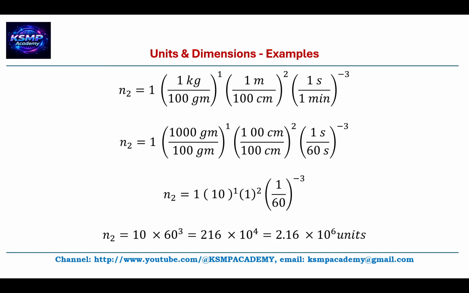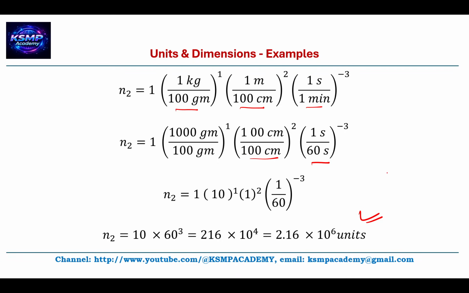You look here, we have rewritten it: 1 kg upon 100 gram, 1 meter upon 100 centimeter and 1 second upon 1 minute. So let us equate the units, that is 1000 upon 100, 100 centimeter upon 100 centimeter, and then solve it. If you solve, you will find the value 2.16 into 10 to the power 6 units. So with this, we now have N2.